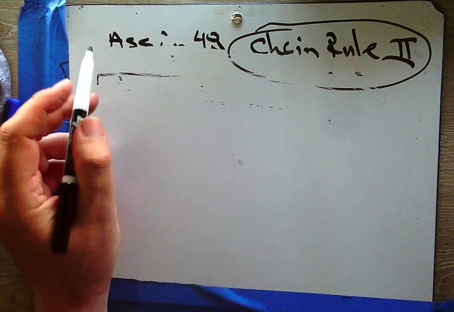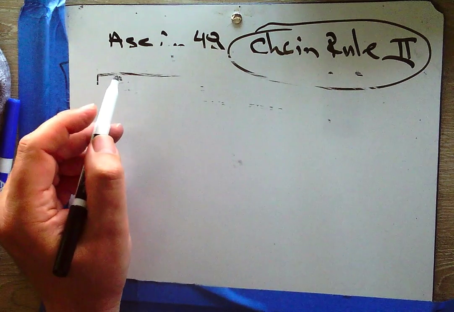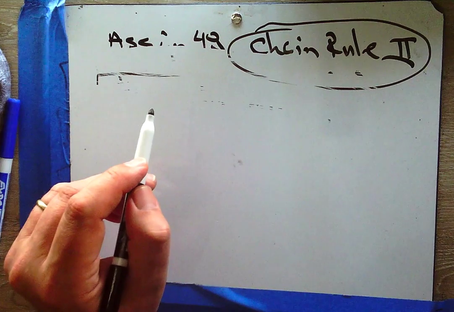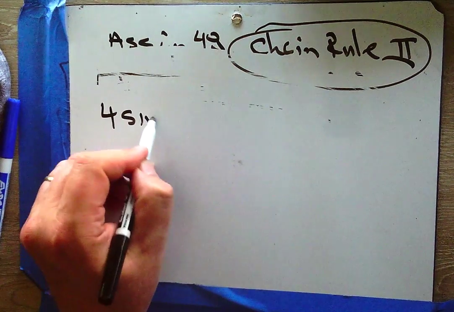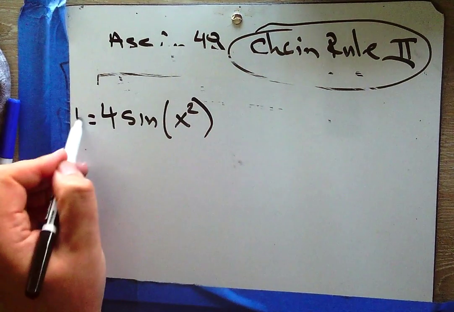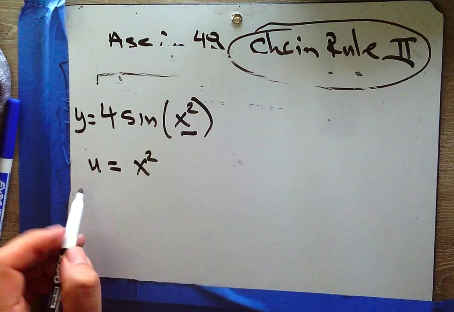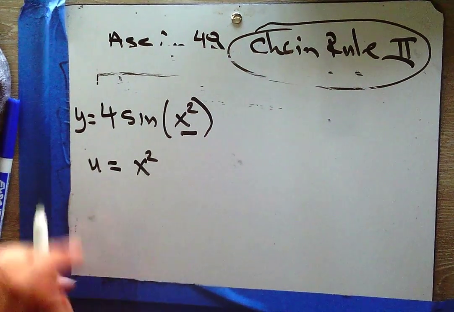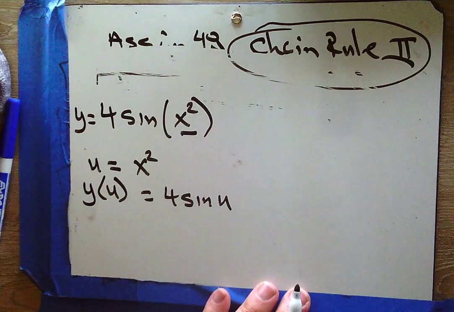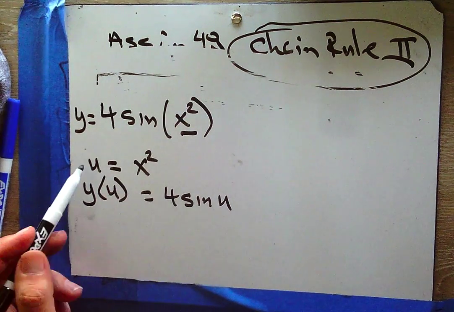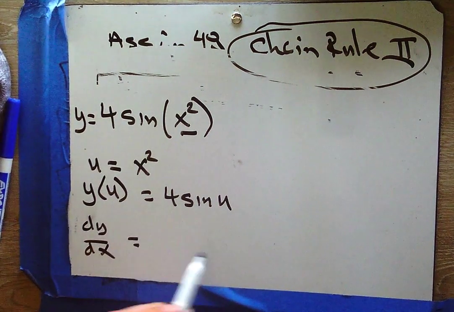All right, so how about this one? I see here this function. 4 sine of x squared. Okay, that's y equals. And I'm going to say, hey, let's let this inside function be x squared. And so this outside function, I guess what I want to call it y of u, would be 4 sine u. And now what I'd like you to do is use this information to help me find dy dx. Okay? See if you can help me find dy dx.